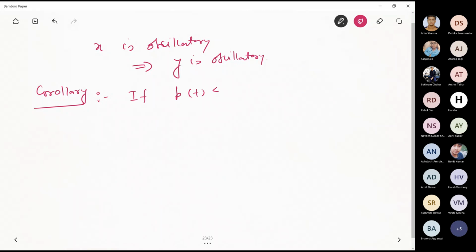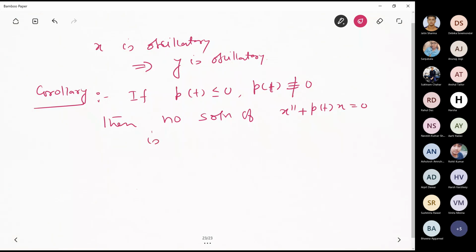Okay, so if p(t) is less than or equal to 0 and p(t) is not identically equal to 0, then no solution of x double prime plus p(t) x equals 0 is oscillatory. Right? So the proof is easy. Take p(t) as p(t) and q(t) as 0.